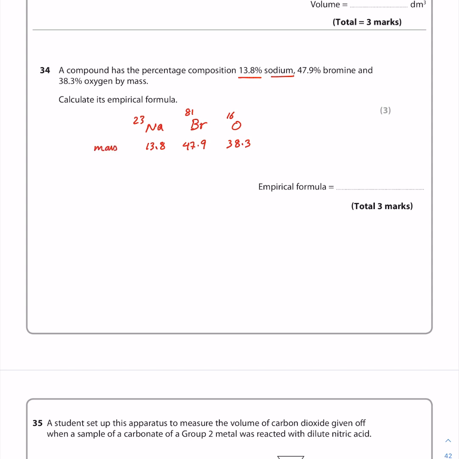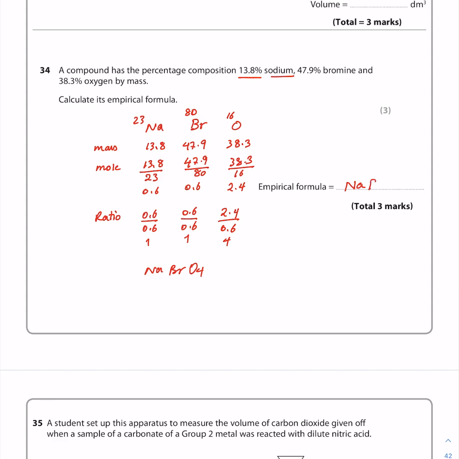دي الماسز. هنحول الماس into moles، هنعمل dividing 13.8 على 23 هيدينا 0.6 مول. هنعمل 47.9 divided by 80، البرومين is 80 not 81، يبقى هيطلع لنا برضو 0.6. والأكسجين 38.3 هنعمل dividing 16 هيطلع لنا 2.4. بعد كده هنجيب الsimplest ratio، هنdivide by the smallest number اللي هو 0.6. 0.6 على 0.6 تدي 1، 0.6 على 0.6 برضو تدي 1. هنا 2.4 على 0.6 تدي 4، يبقى كده it's NaBrO4. يبقى الامبيريكال فورمولا NaBrO4.